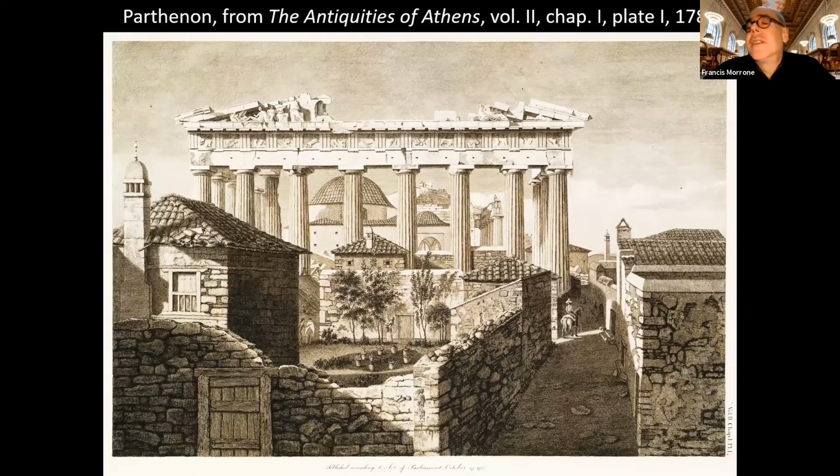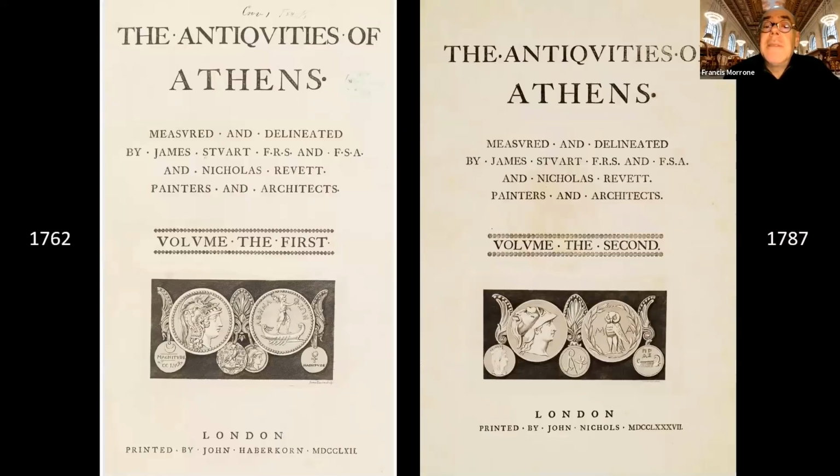They drew the ruins. They produced remarkably evocative drawings such as this of the Parthenon. You can see through the screen of its colonnade the mosque that existed at the time that Stewart and Revet were there. And if you look at the details in Stewart and Revet's drawings, the people who are depicted, it's just such a marvelously evocative thing. I could look at these pictures all day.